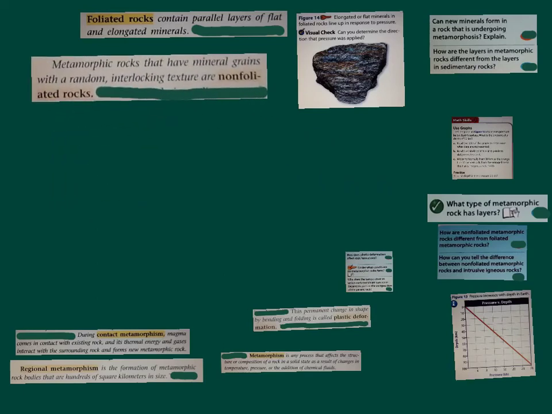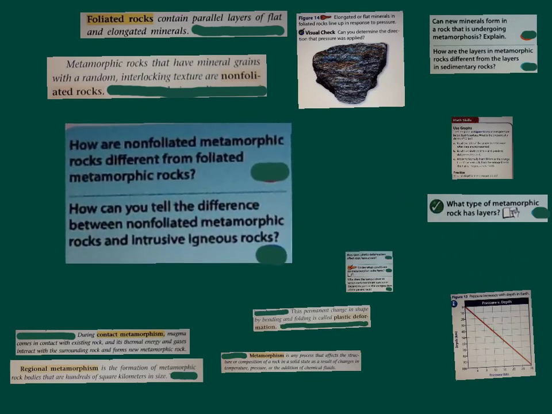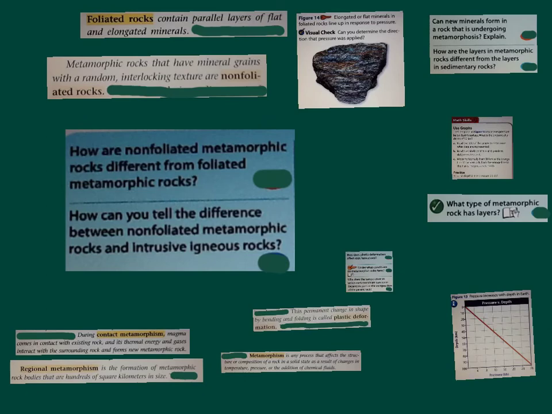Next thing on my list to do is to pull this information out, and you pick one of the two questions to answer. How are non-foliated metamorphic rocks different from foliated metamorphic rocks? Or you can pick this one. How can you tell the difference between non-foliated metamorphic rocks and an intrusive igneous rock? One of those two, please. Write the information and the answer, please.